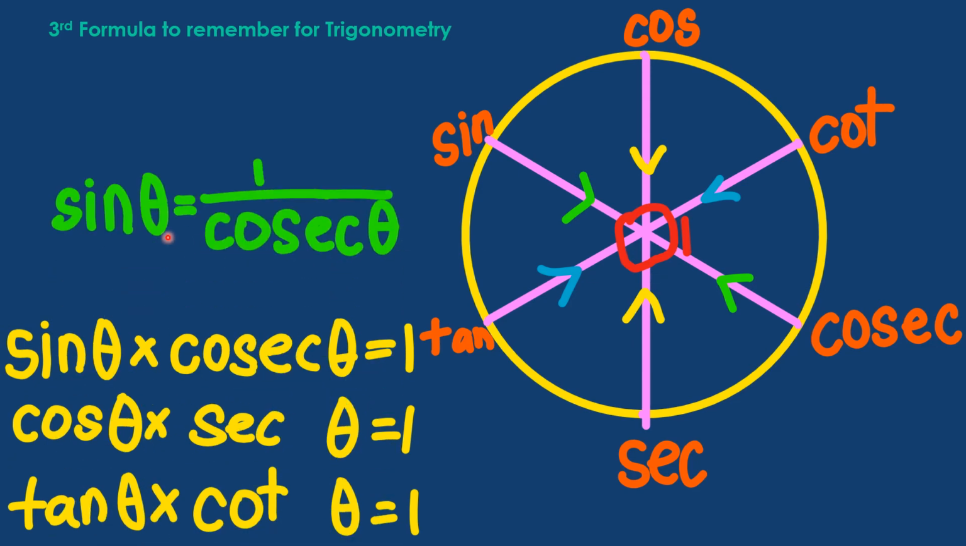Now, for sine theta, when you have the values here, it will just be 1 divided by the cosecant. So since it's reversed, it will be 1 over cosecant theta.